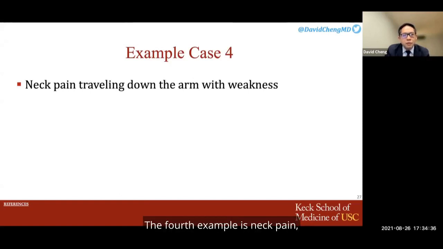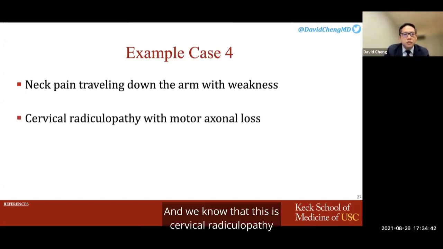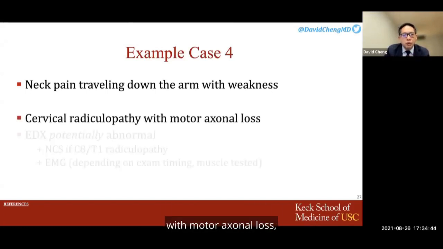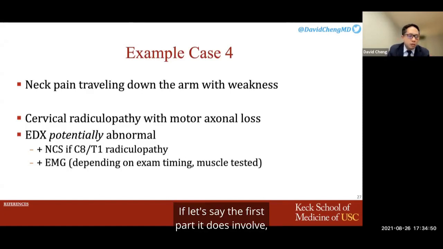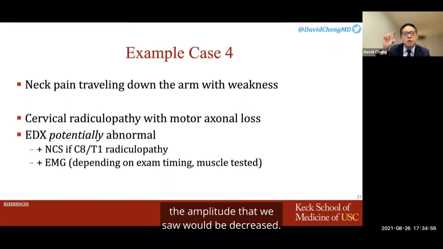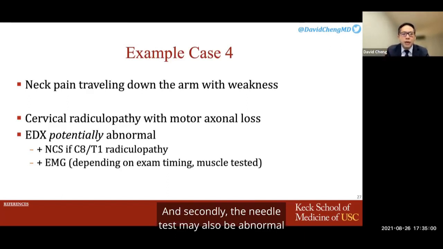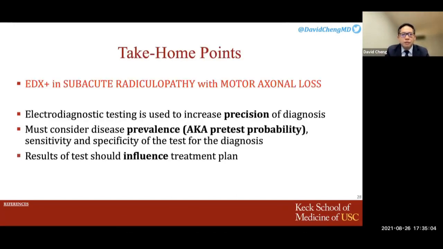The fourth example is neck pain traveling down the arm with weakness. And we know that this is cervical radiculopathy with motor axonal loss, and the test can potentially be abnormal. If, let's say, it does involve, in fact, a C8-T1 radiculopathy, in which case the amplitude that we saw would be decreased. And secondly, the needle test may also be abnormal based on exam timing and muscle tested.